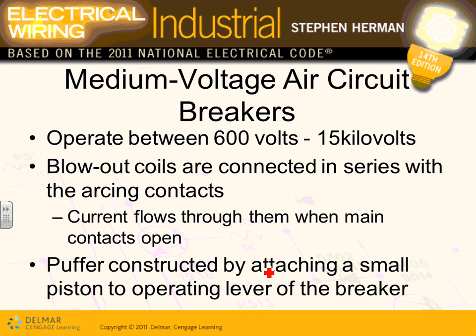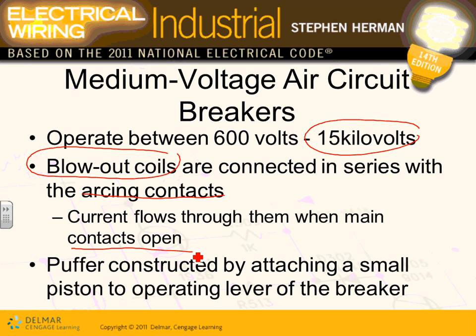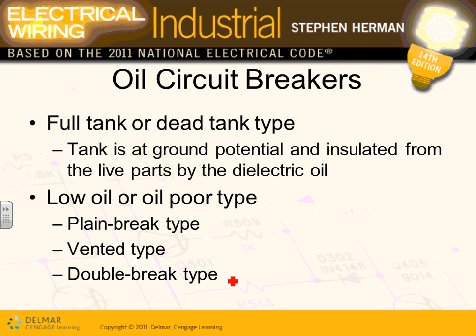Medium voltage circuit breakers, guys, are used on higher voltages like 15K. They have something called blowout coils, again a means of extinguishing the arc, connected in series with the arcing contacts. Current flows through the arcing contacts when the main contacts are open, so it moves the arc away from the main contacts. Power is constructed by attaching a small piston to the operating lever of the breaker. This is a mechanism they use to divert the arc away from the contacts.